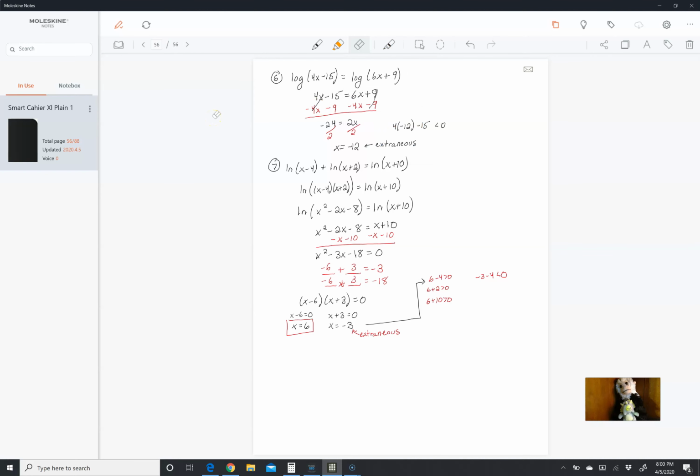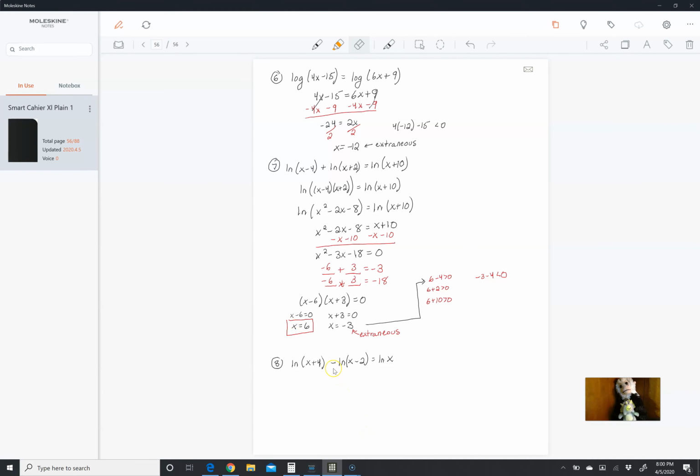And again, I would try pausing the tape, because even though this one is different, you're still capable of doing it. So we have ln of x plus 4 minus ln of x minus 2 equals ln of x.